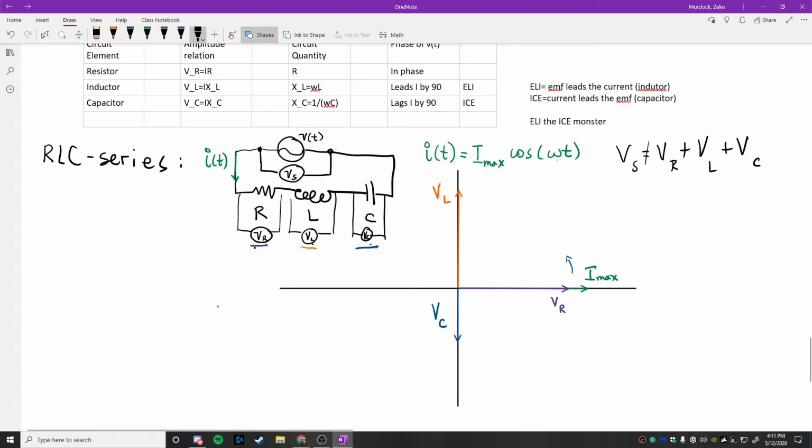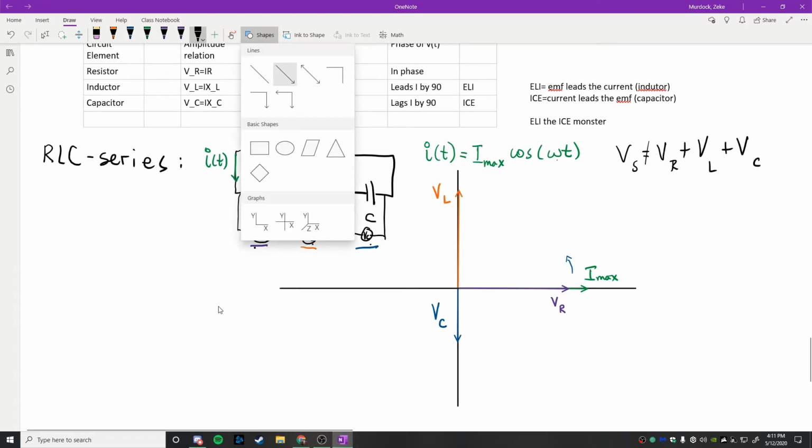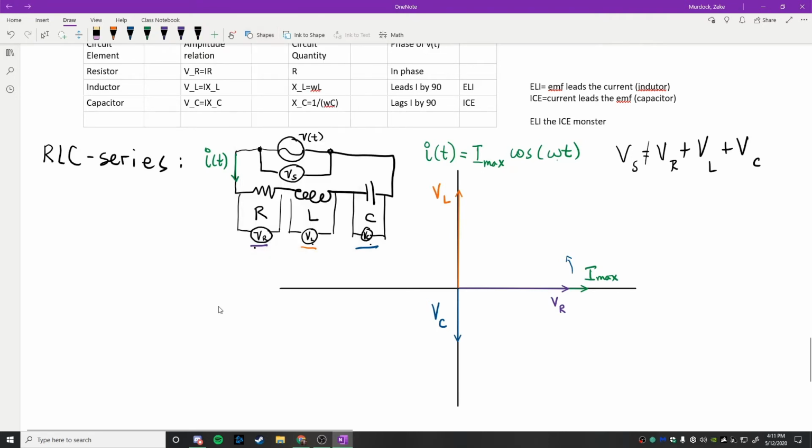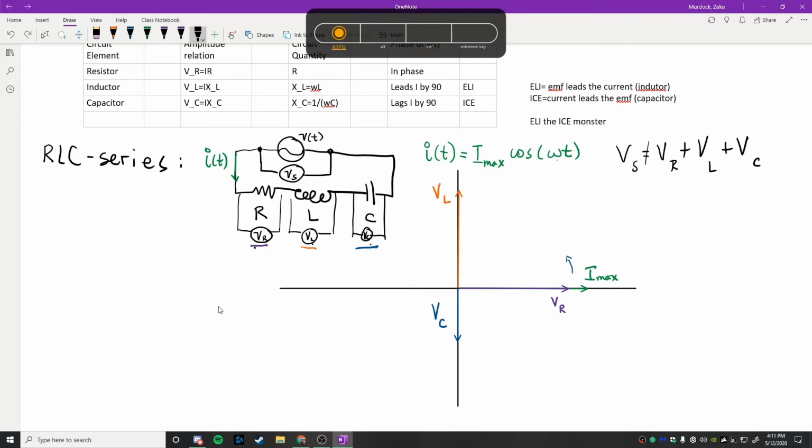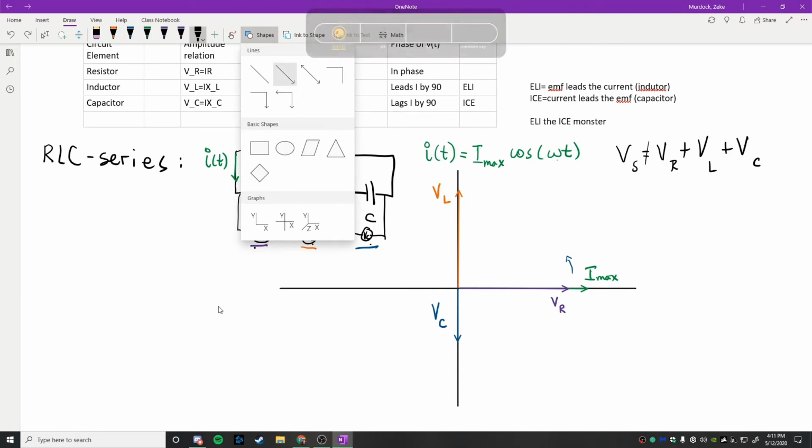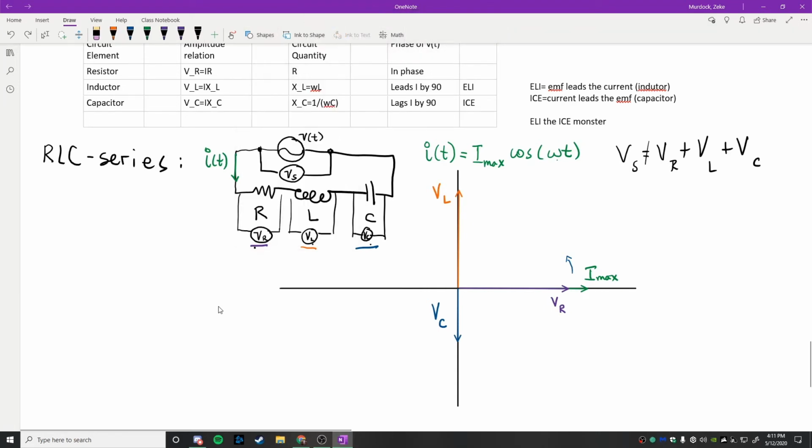Since the voltage across the inductor and the voltage across the capacitor point in opposite directions, if I add the voltage across the inductor plus the voltage across the capacitor, what I would get is VL minus VC. Because one is up and one is down, I can just draw a line here that's basically the difference between the two of them, and that looks roughly okay. And that's going to represent VL minus VC.